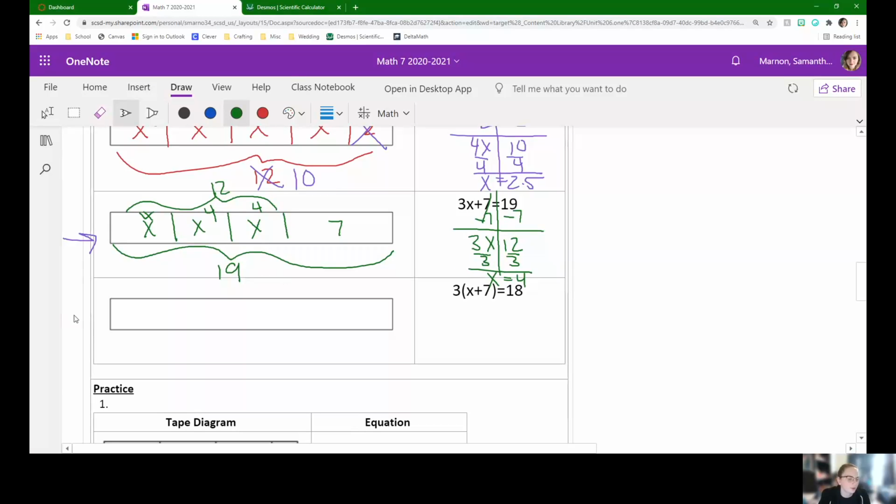Last one, try doing this whole thing on your own again. So we have 3 times a group of X plus 7 equals 18. So pause the video, try drawing this diagram and then solving it on your own for X.